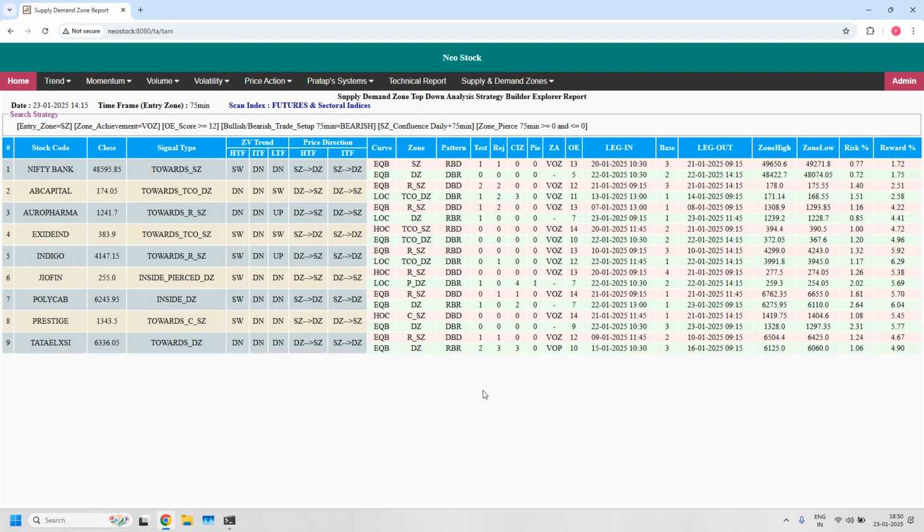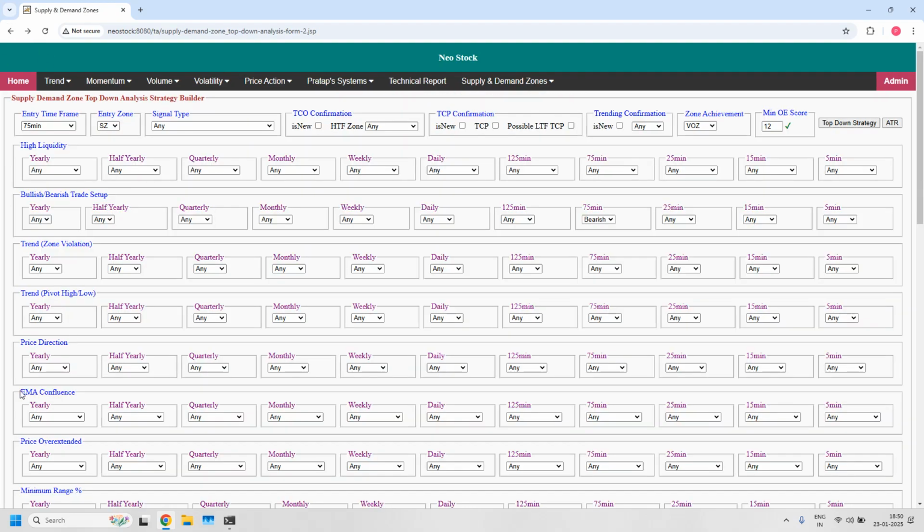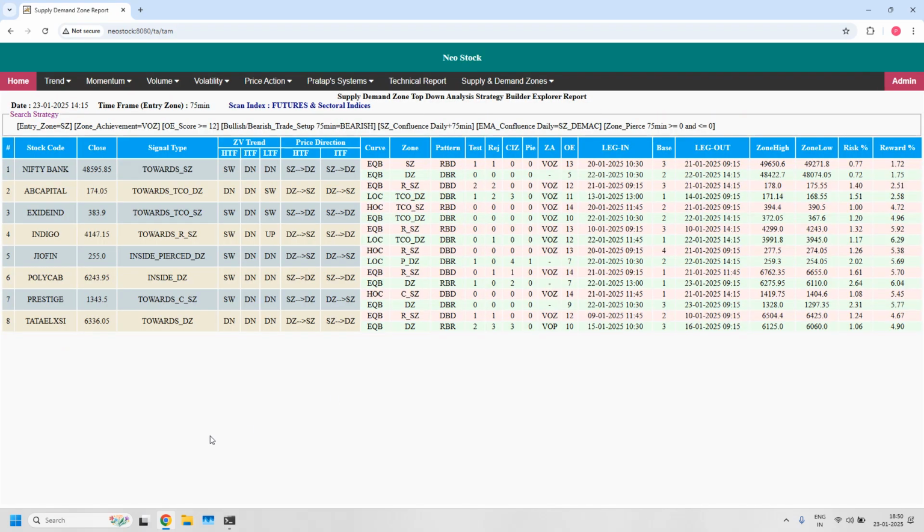And the daily trend is down in all these stocks, ITF trend. So that's why let us look for daily supply zone having daily EMA confluence, because 75 minute supply zone is already part of daily supply zone. So I'm enabling the filter, daily supply zone having daily EMA confluence. With this filter, we got 8 stocks out of 9. That means all these 8 stocks are even more high probability trade setup supported stocks.